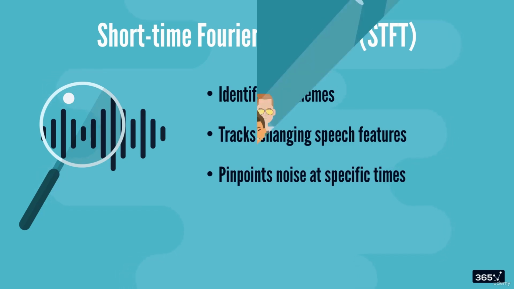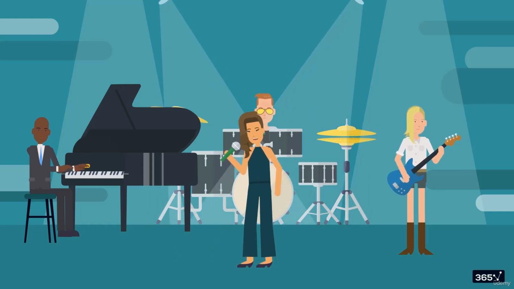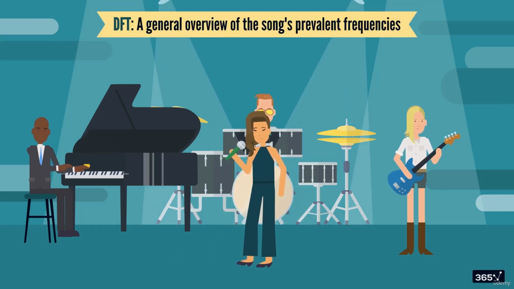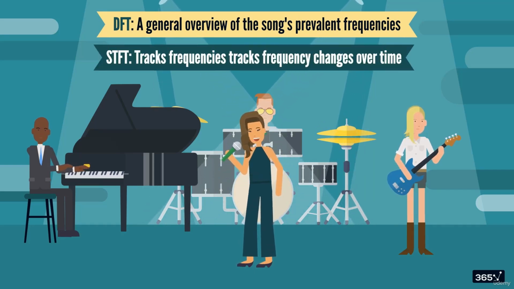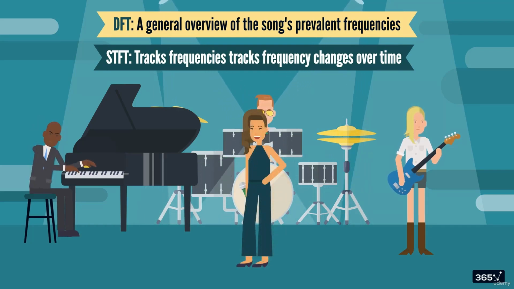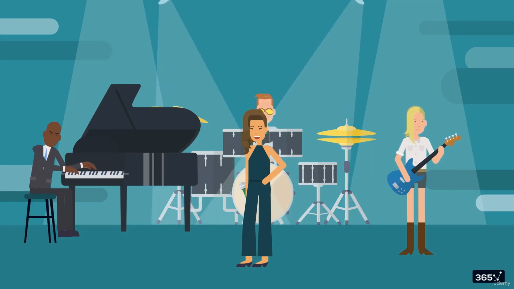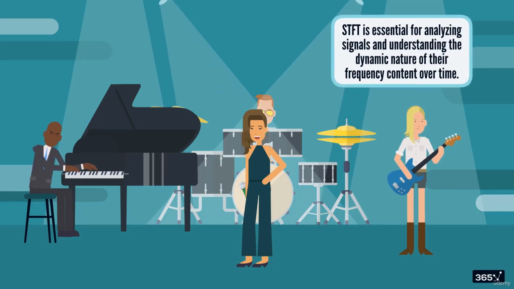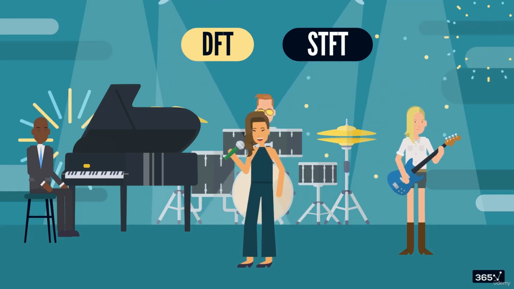Consider a song recording where both the vocals and instruments evolve throughout. The DFT provides a general overview of the song's prevalent frequencies. The STFT lets you track frequency content changes over time, revealing which notes are played, how the singer's voice shifts, and when instruments enter or exit. STFT is essential for analyzing signals and understanding the dynamic nature of their frequency content over time. It provides a more comprehensive view than the DFT.